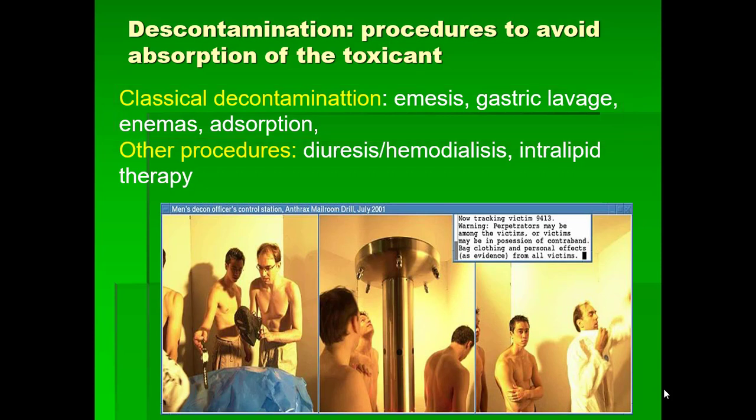If you look at decontamination, you will see that some references also include steps like promoting the elimination of the toxicant, either by diuresis or dialysis, and also the distribution of the drugs to the site of action by intralipid therapy, which we will discuss later.